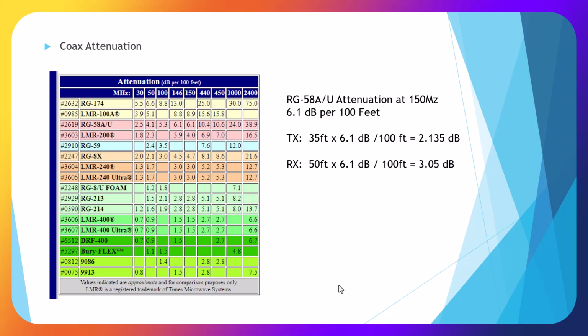First thing we're going to do is take a look at our coax attenuation chart. And we're going to look at our RG58AU at 150 megahertz. And we come up with, at 35 feet, and it's a ratio, 2.135 dB. And our receive cable at 3.05 dB.